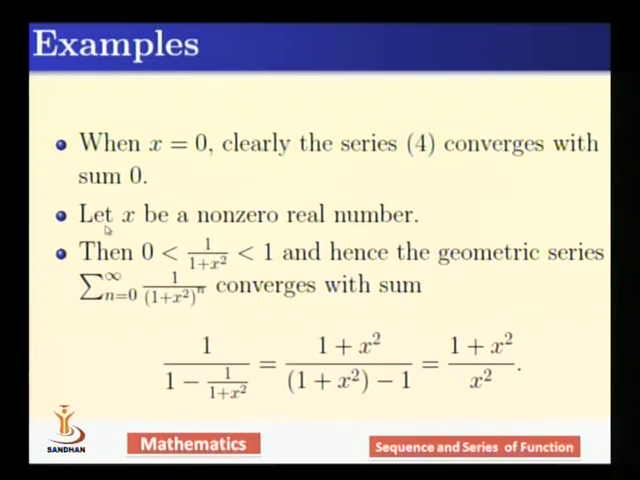Let us consider x to be a non-zero real number. Now when x is a non-zero real number, one can see that 1 upon 1 plus x squared is smaller than 1 and it is greater than 0.